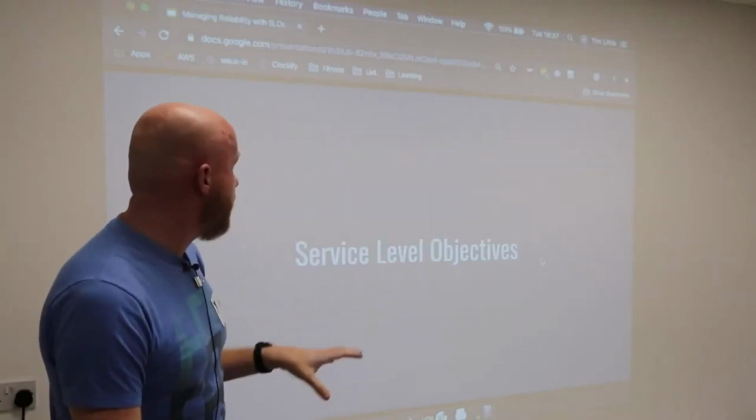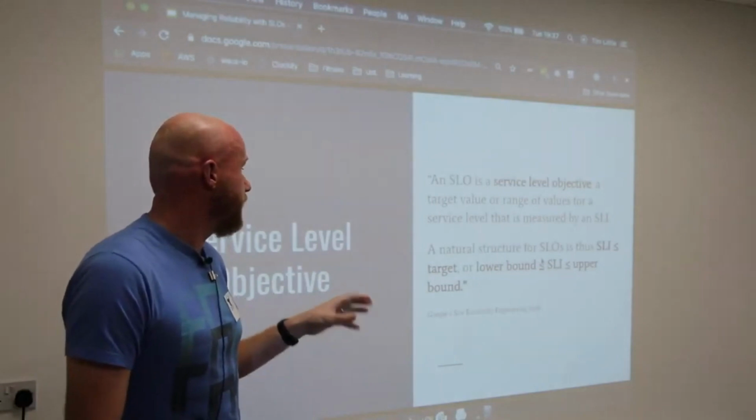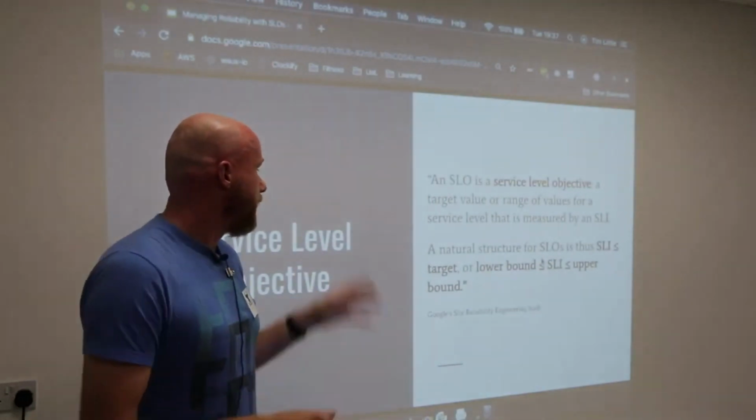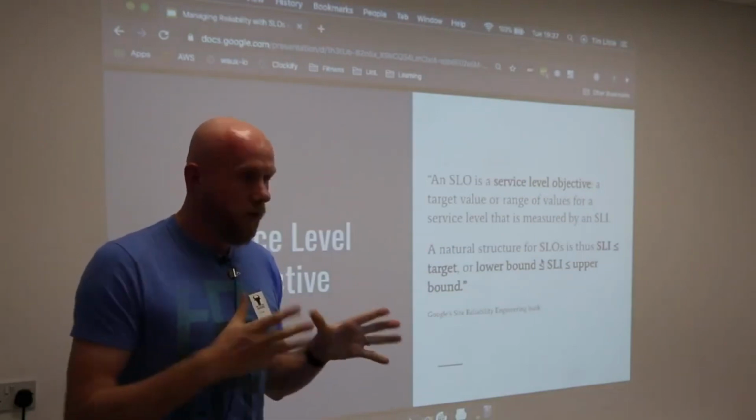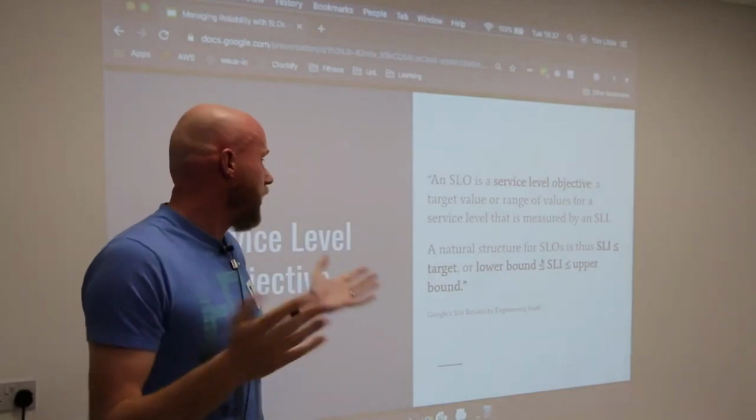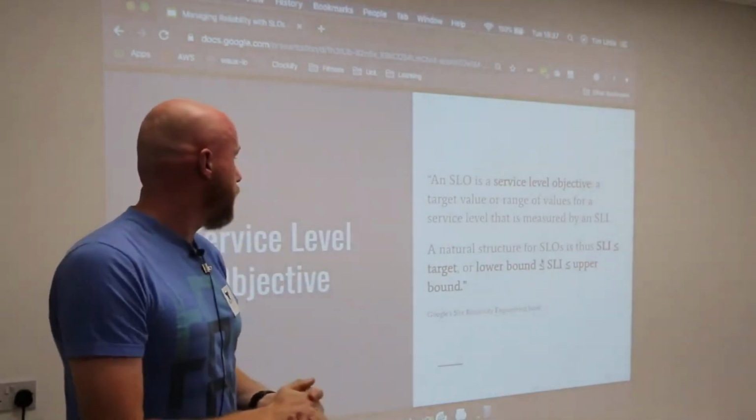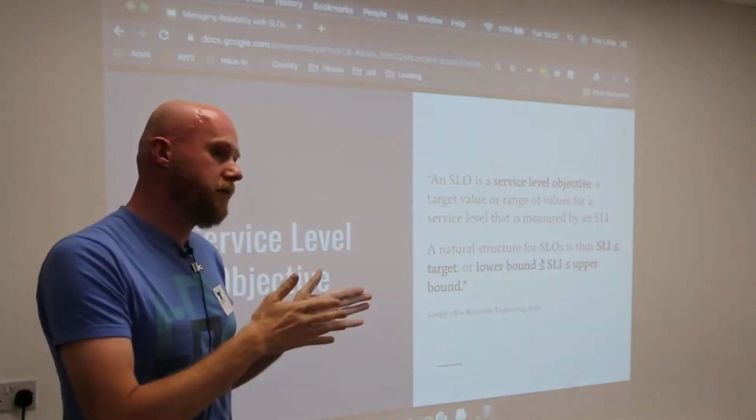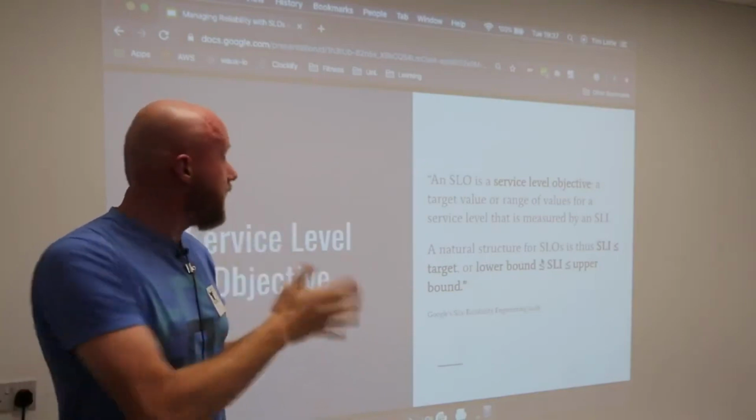So service level objectives. The Google SRE book defines a service level objective as a target value or range of service levels that are measured by an SLI. So that is normally 100% uptime over a month. And again, 100% is unrealistic. Let's say 99% over a month. So we try and aim for that, and we can make better engineering decisions on how we meet that target.